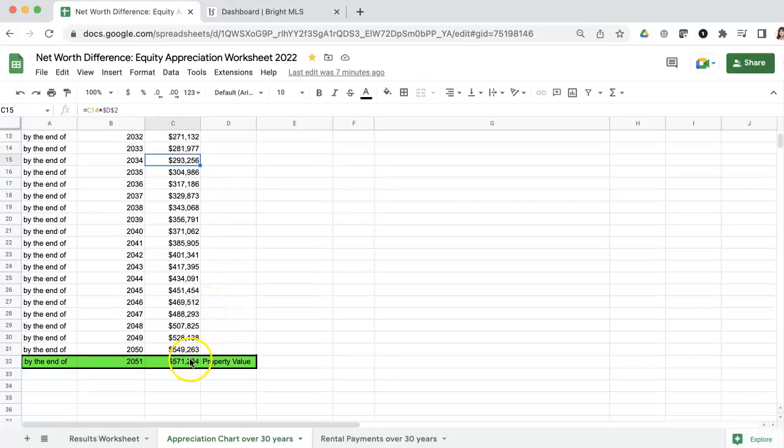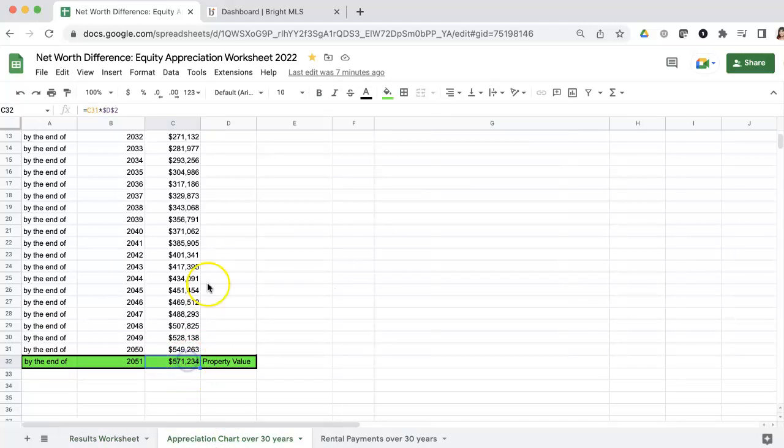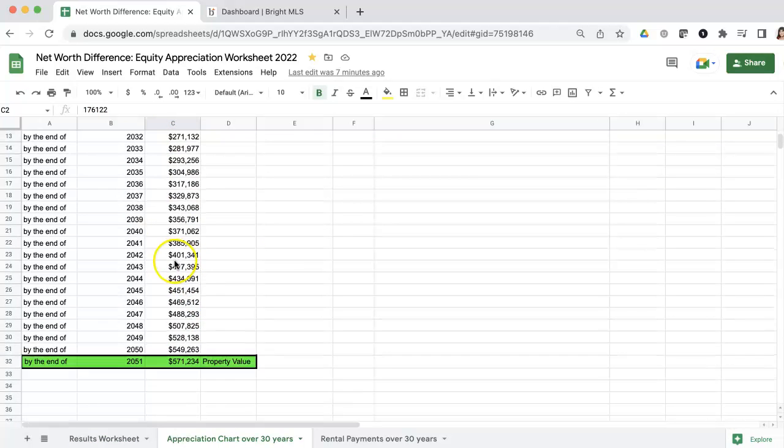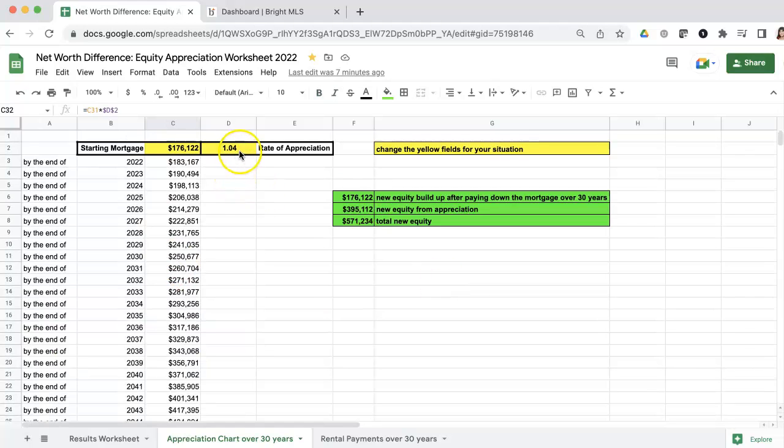So after 30 years, you've got a property value of $571,234. So that is what we are up, $571,233 in this example. You can see how powerful compound interest is, such that a property that you paid $176 thousand is worth $571 thousand after 30 years, just by a modest 4% appreciation. 3 to 5% is pretty much average historically.